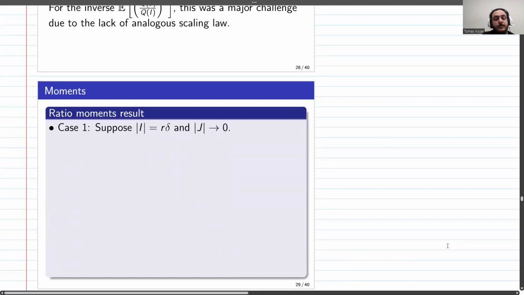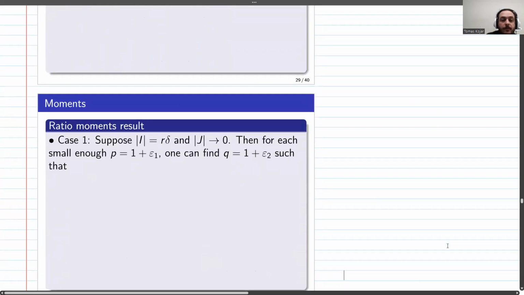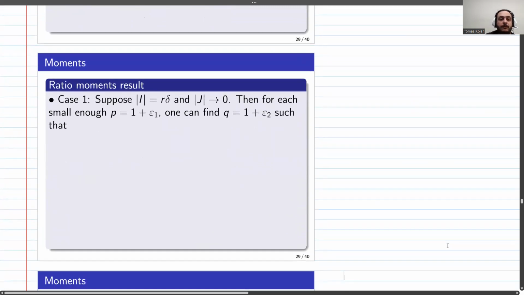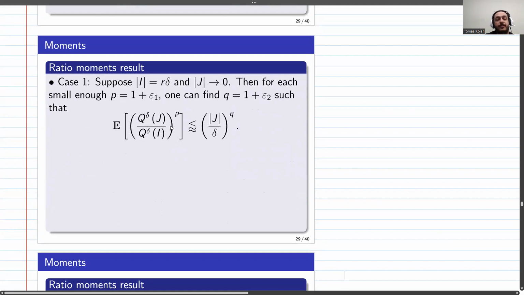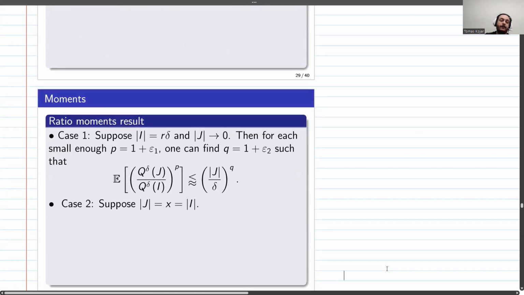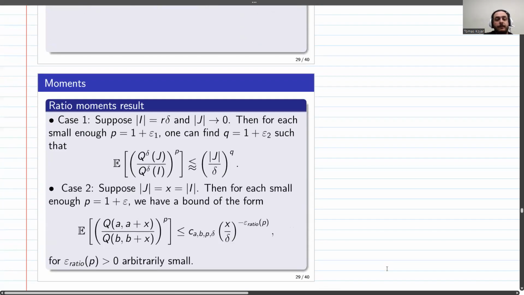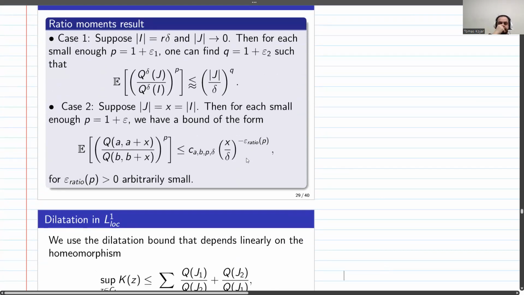And we proved the following results. Suppose you fix the denominator, but you have the numerator decreasing. Then for each moment p equal to 1 plus epsilon, we can find some moment 1 plus epsilon 2 so that we can control this ratio by a decreasing quantity. Okay. So this comes to be very important when we do our estimates in the latter. We also need the case when both intervals decrease at the same time. And again, for each small p equal to 1 plus epsilon, we have the following singular bound, right? So as x goes to 0, this upper bound blows up, but at least it blows up slowly. So we can take this epsilon to be small at the cost of a larger constant.